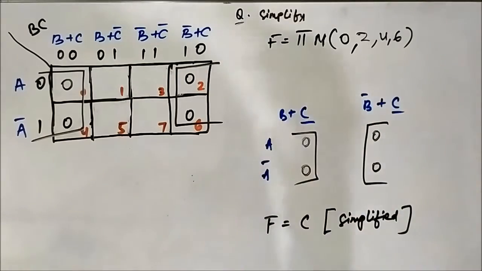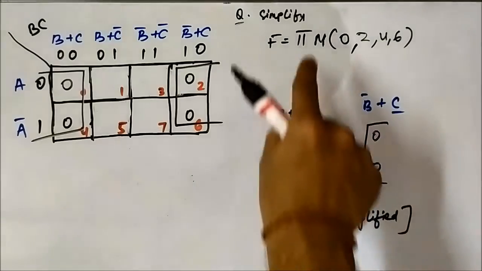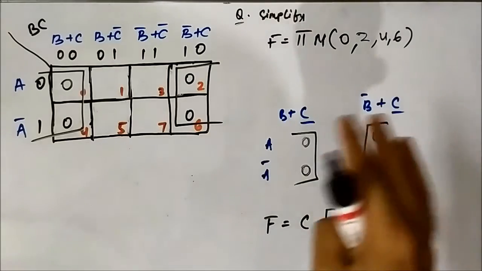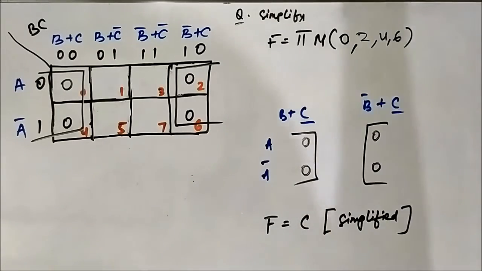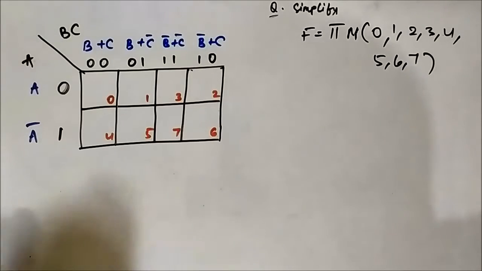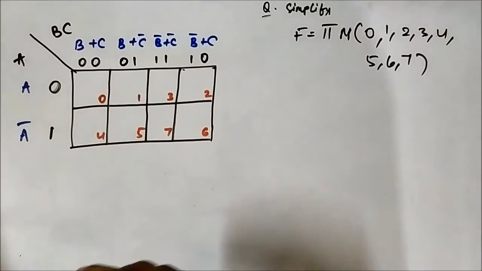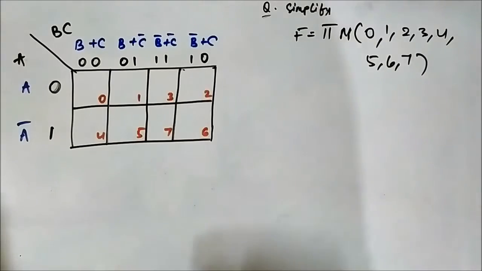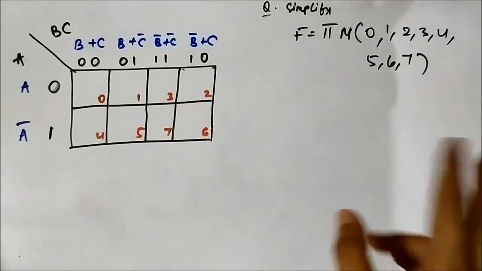So here again we have simplified another POS expression given in terms of its max term values. We marked the cells, formed the group quad and identified the common variable. So here we have another question on POS K-map simplification. Again, this is a very interesting one. We have the Boolean expression in max term form, which is the POS representation. The max term values are 0, 1, 2, 3, 4, 5, 6, 7.